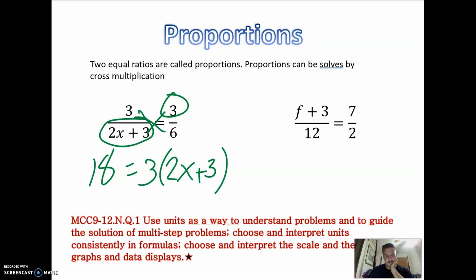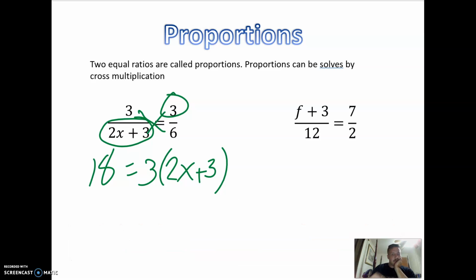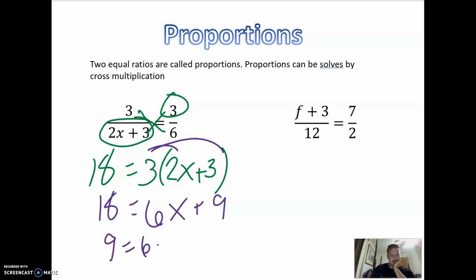So that's how I would set it up. And then I can finish it. Now for time's sake, let me see if I can get rid of that. There we go. So we have 18 equals 6x plus 9. Subtract 9 on both sides. And we get x equals 9 over 6, which is 3 over 2. Okay.